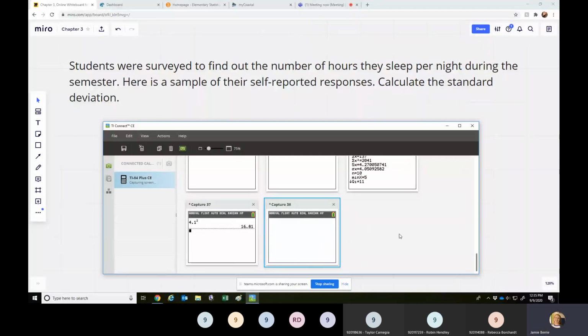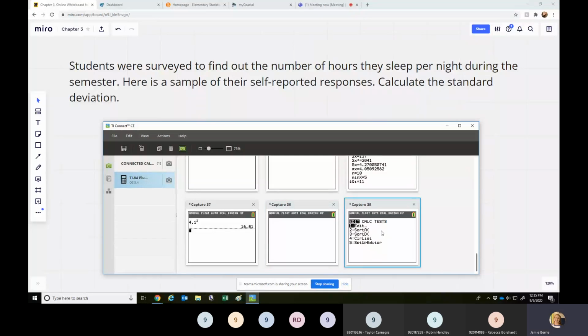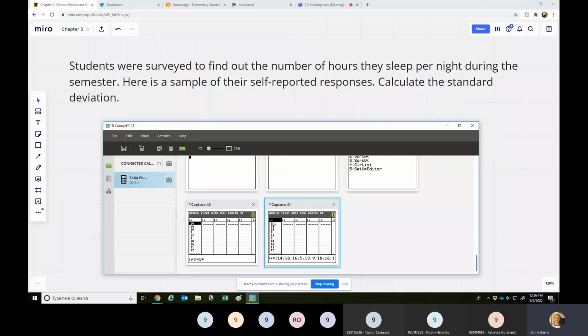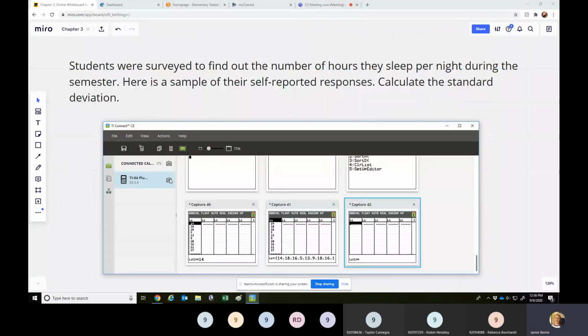I'm going to go to Stat, and then I'm going to go to Edit. Right now, you should definitely have data in there if you just did the last problem with me. So we need to clear this out. So scroll to the very top, make sure that L1 is highlighted, and you're going to hit Clear, Enter. Clear is the last row on the right, and then Enter is on that same row. So clear, Enter.